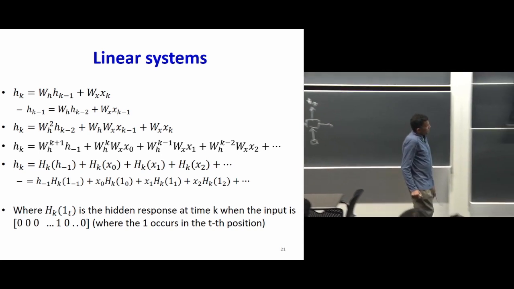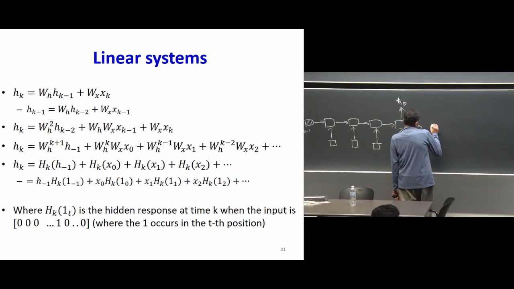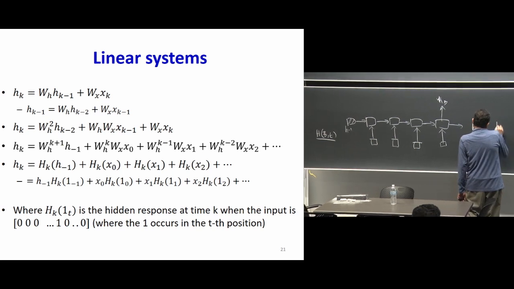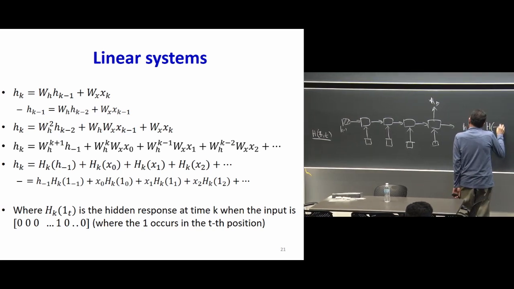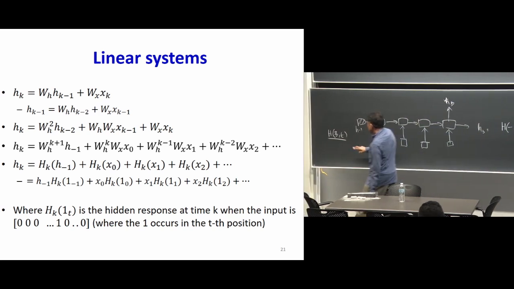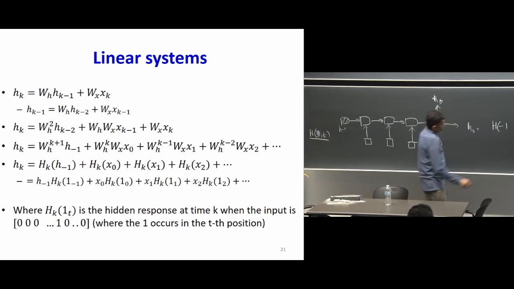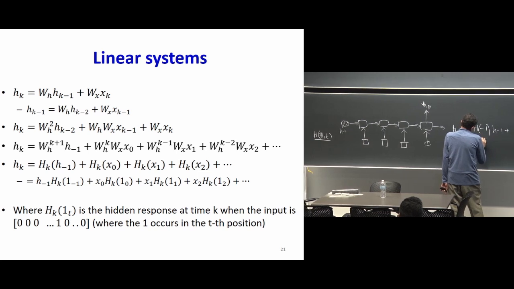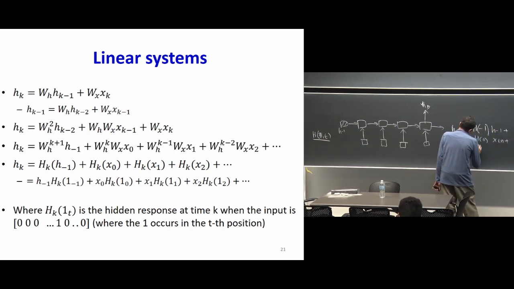for a unit input at time T, what we found was that we could write H3 was H, how did we have it? Minus 1. In fact, I will just skip this 3 over here. Let's call this HT for now. So this was H of minus 1 times X of minus 1 plus H of 0 times X of 0 plus H of 1 times X of 1 and so on.